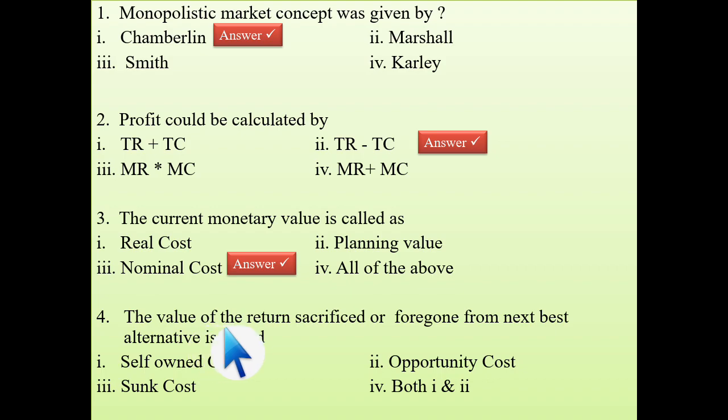Fourth question is, the value of the return sacrificed or foregone from the next best alternative. I have told you many times, these words sacrificed, foregone, next best alternative clearly show this is the opportunity cost, right? But opportunity cost is also called self-owned cost. Very clearly, very minutely see the options. If you mark only opportunity cost, it will be wrong, because we know it is also called self-owned cost. That means the option will be both 1 and 2, right?